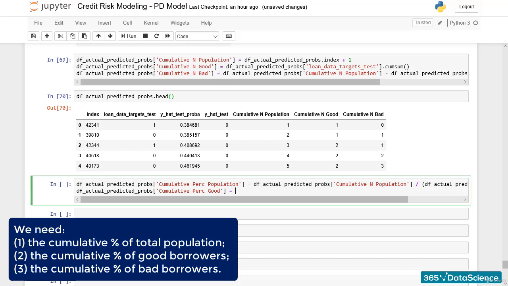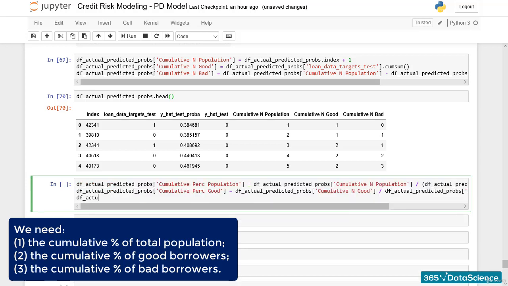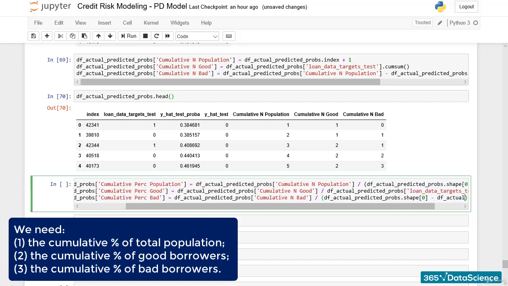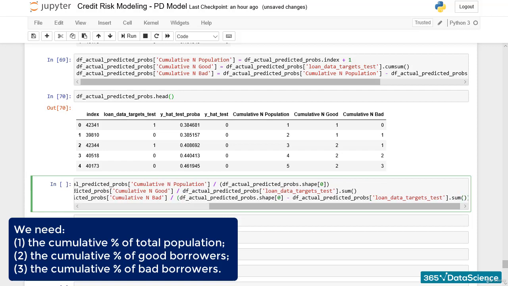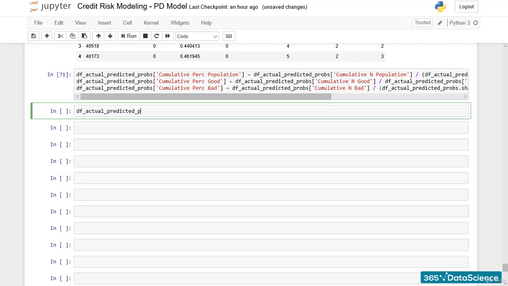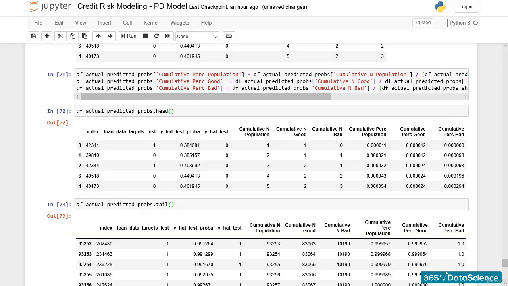It is equal to the good borrowers on every row divided by the total number of good borrowers altogether, or the sum of the loan data targets test variable. Respectively, the cumulative proportion of bad borrowers is the total number of bad borrowers on each row divided by the total number of bad borrowers altogether. The total number of bad borrowers altogether is the difference between the total number of borrowers and the total number of good borrowers. That is, the element with an index of 0 from the shape of the DF actual predicted probs minus the sum of the loan data targets test variable. Perfect. Now we really have everything we need to plot Gini and Kolmogorov-Smirnov.